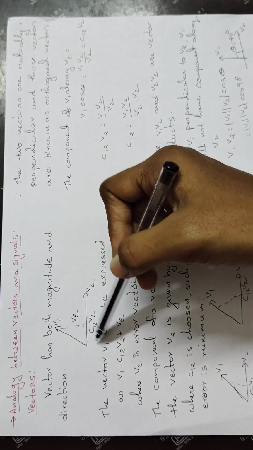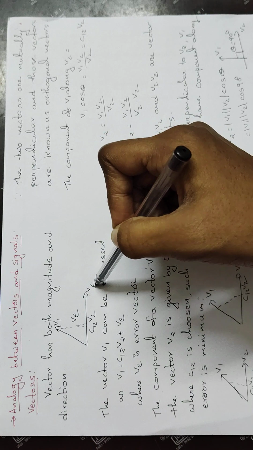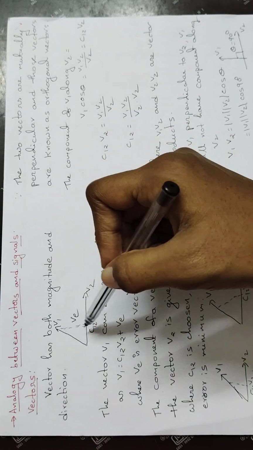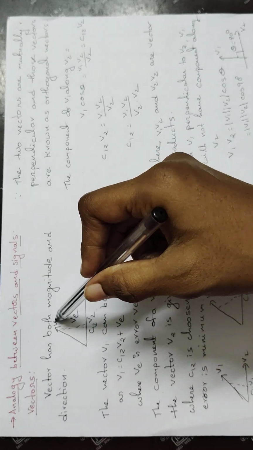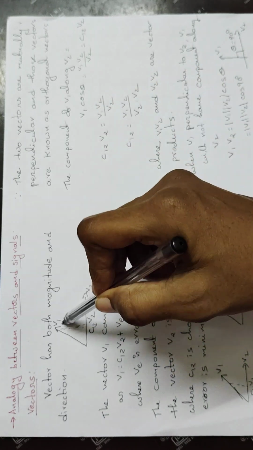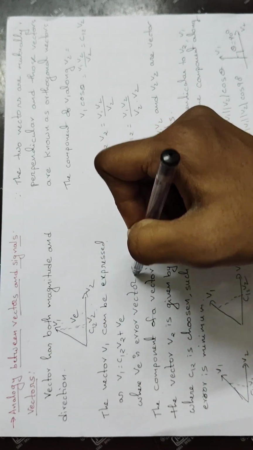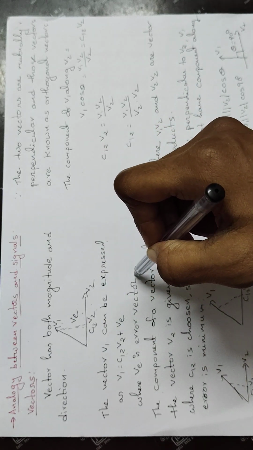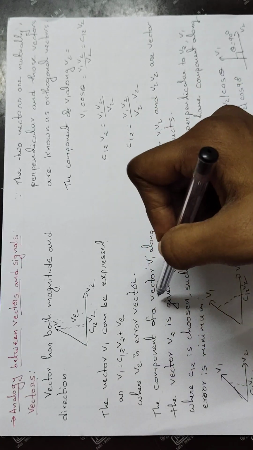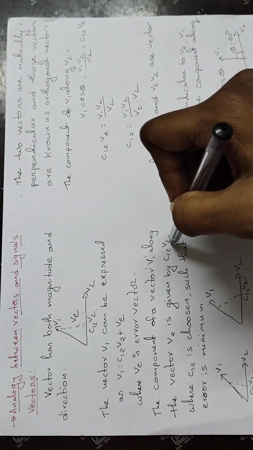In order to obtain the component of one vector along the other vector, the component of v1 along v2 is given by c12 v2. This component can be obtained by drawing a perpendicular line from the end of v1 to v2. So the vector v1 can be expressed as c12 v2 plus ve, where ve is the error vector, or we call it an error approximation. The component of vector v1 along the vector v2 is given by c12 v2.